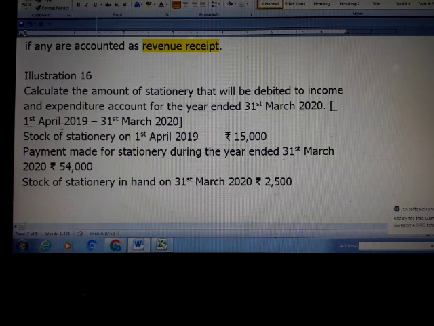From the details we have to prepare it. So don't expect the balance sheet will always be given. You may also be given just these particular statements. From the statement you have to prepare it.